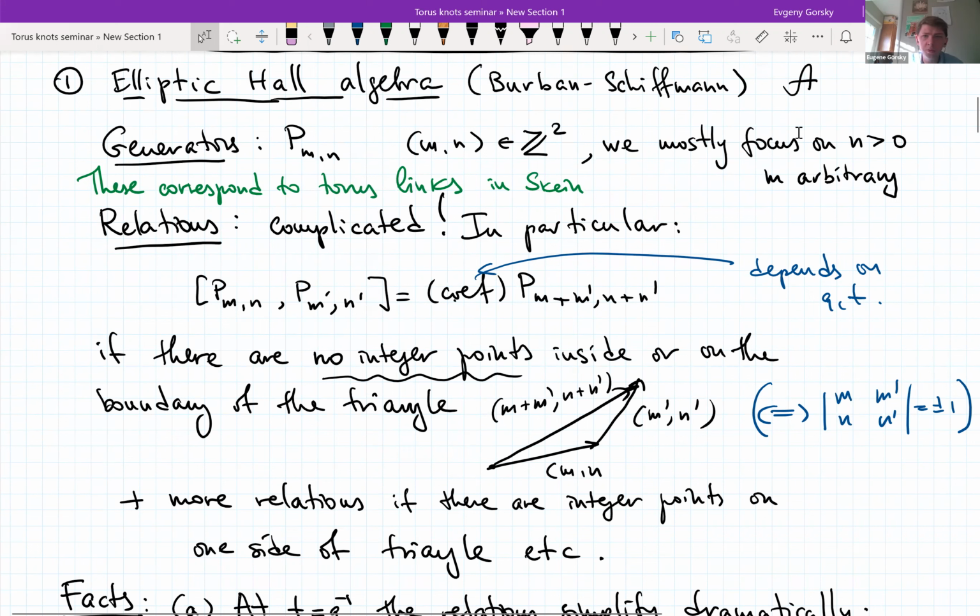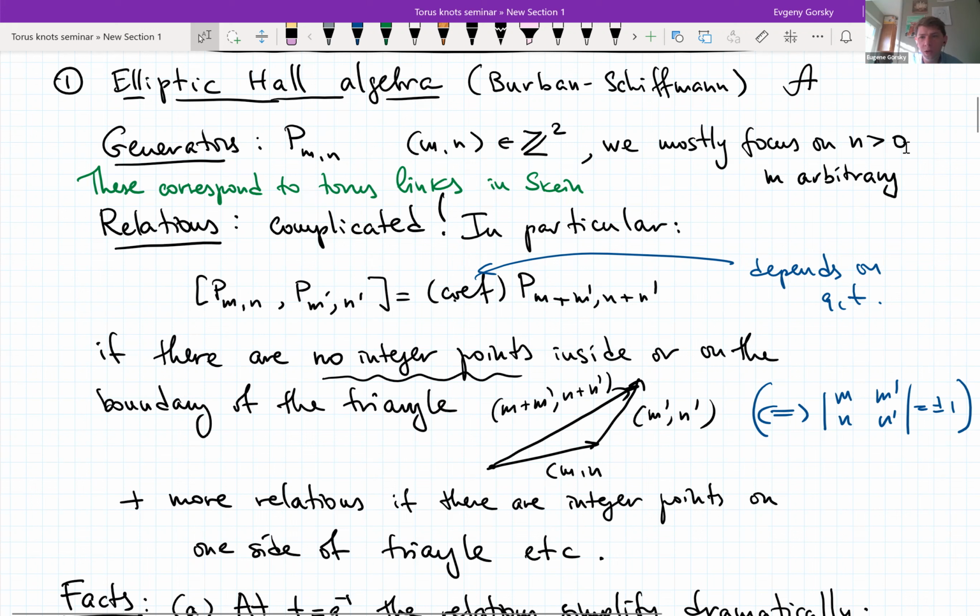If you like topology, you should think that P_{m,n}, at least if m and n are coprime, is just a torus knot that you draw on the torus. So in the skein algebra, P_{m,n} is just the generator corresponding to the torus knot (m,n). If m and n are not coprime, you have to be a bit more careful.